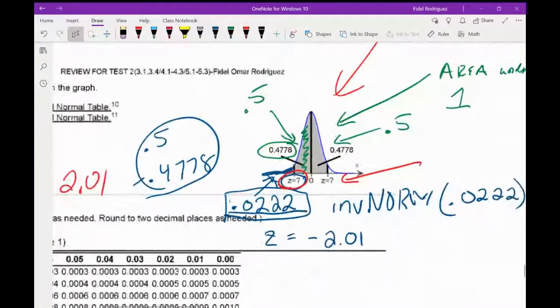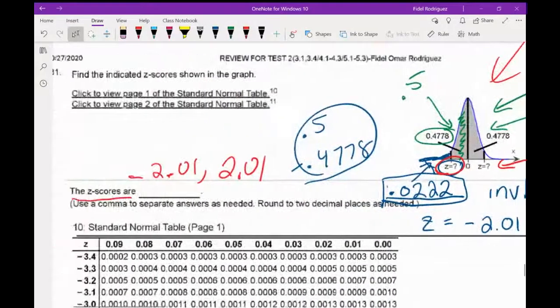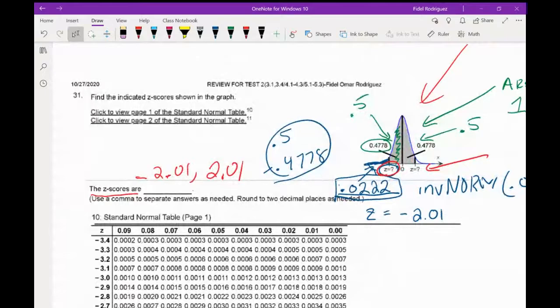Okay. So this was number 31. This one required a little thinking, right? We had to take a closer look at the picture to make sure we understood exactly what was going on. But once we did that, we were able to figure it out. It just required a little bit more thought than number 30, right? For that one, all we had to do was subtract the area, so that we could find this area and then do my inverse norm for that little piece right there. That's right. Excellent. Very good.